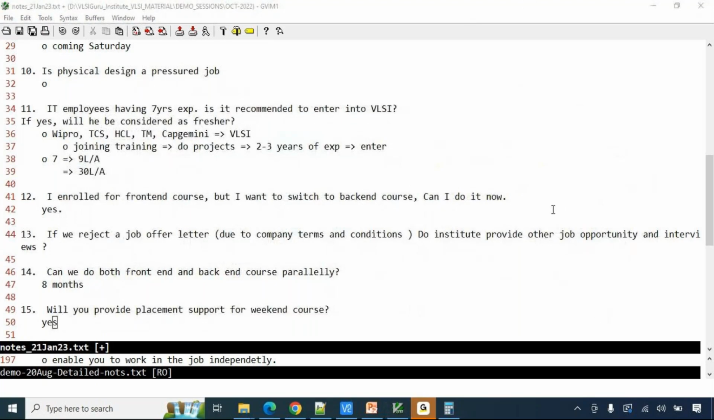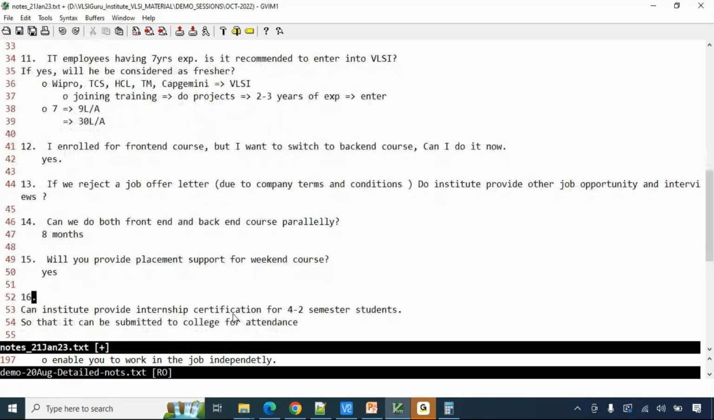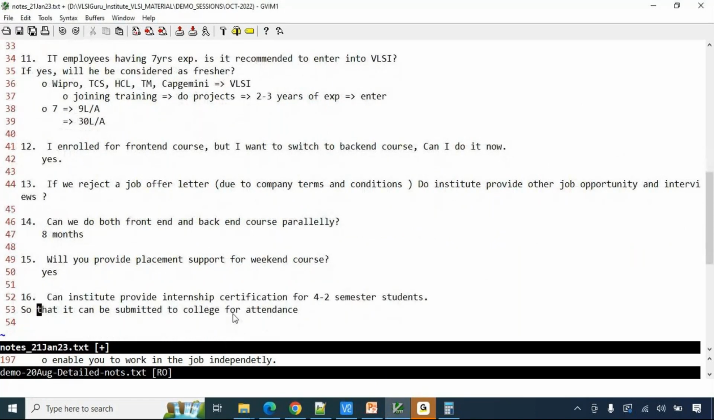Can the institute provide internship certification for 4th semester students? Yes, we do provide. Yes, it can be submitted in the college for attendance. We are not just an institute, we are a registered company, where we do things outside of the training also. So you can show your internship as part of that company and you can submit that.